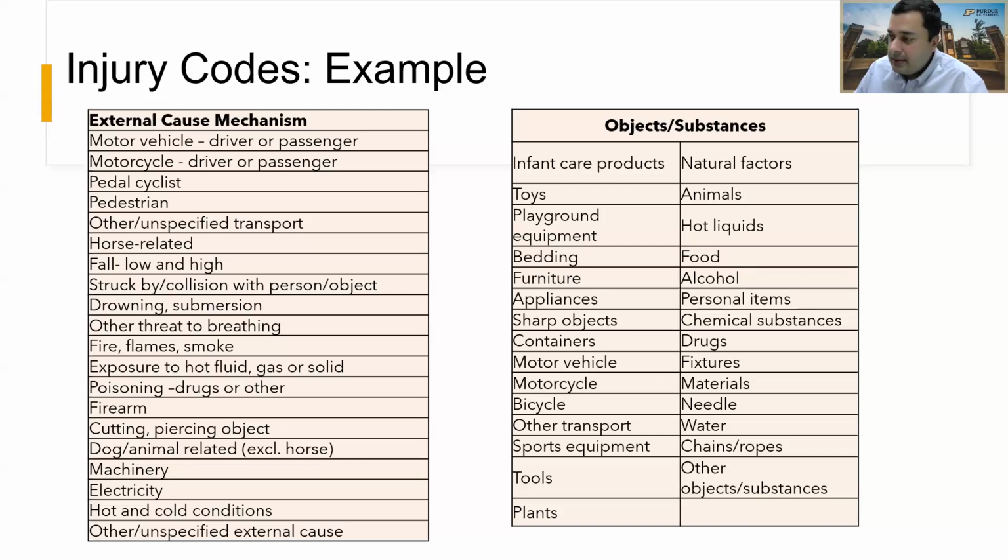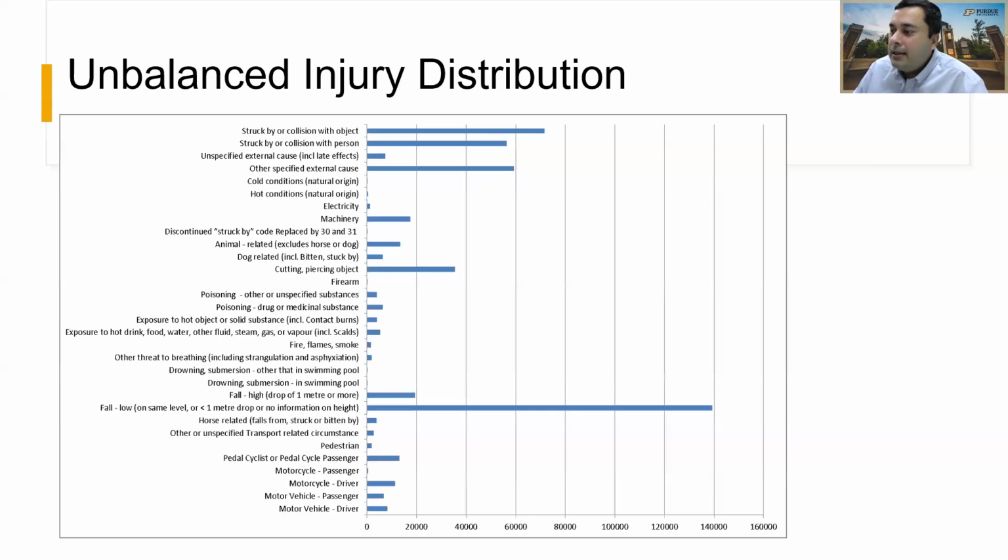The other challenge is that the data is heavily unbalanced. These are the 30 external cause of injury codes, and this is from a 500,000 injury data set, and you can see how the data is distributed among different categories, which is a reflection of how injuries happen in real life. For example, falls, struck by or against an object, and struck by a person are some of the most common causes of injury. They account for almost 60% of the total unintentional injuries. But there are several categories where there are not enough cases.